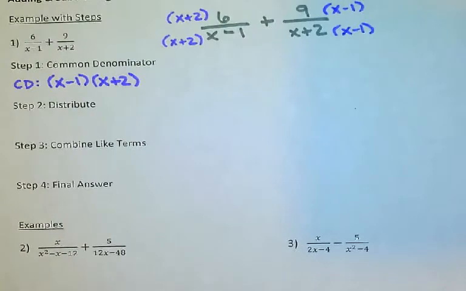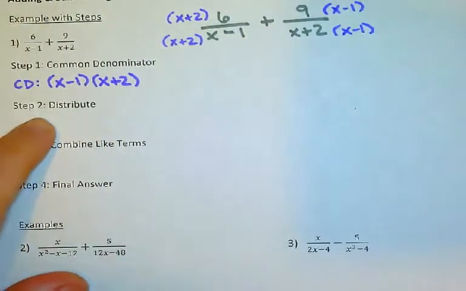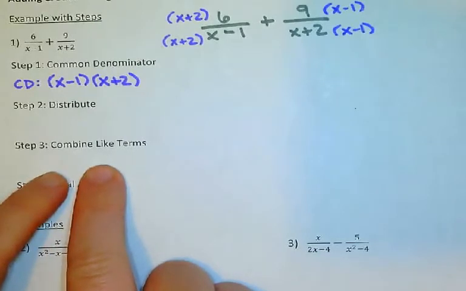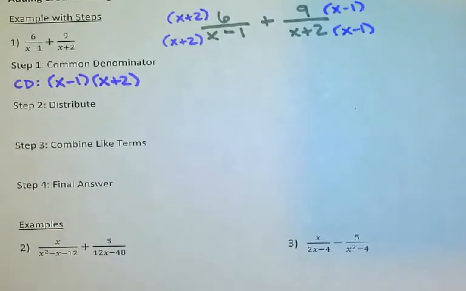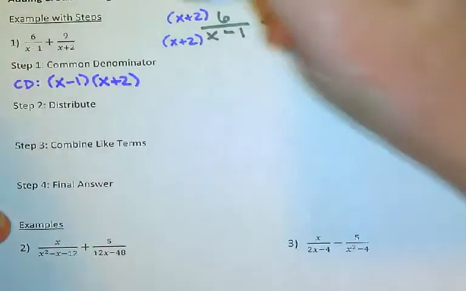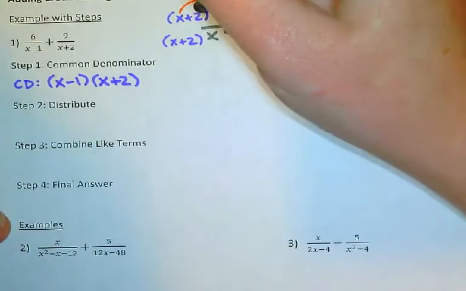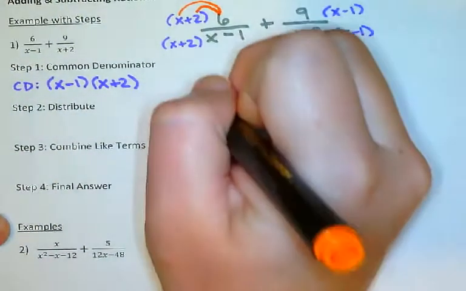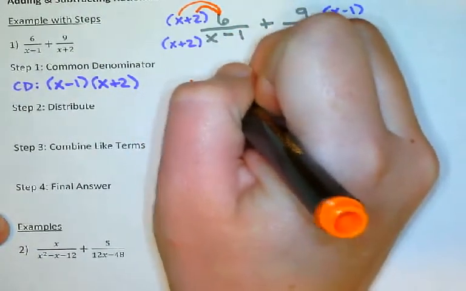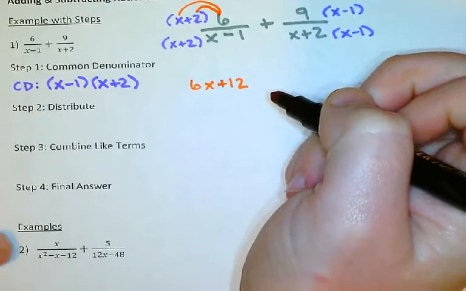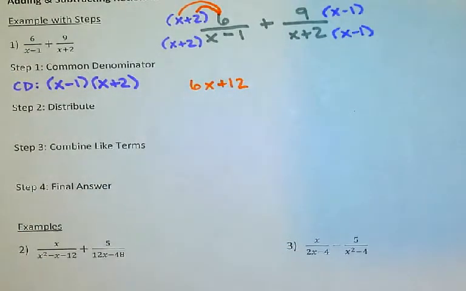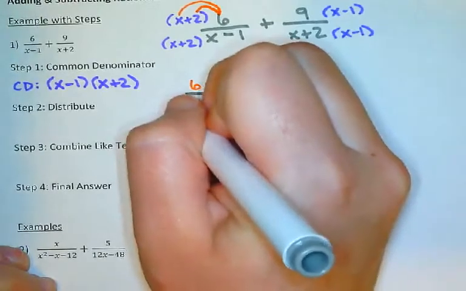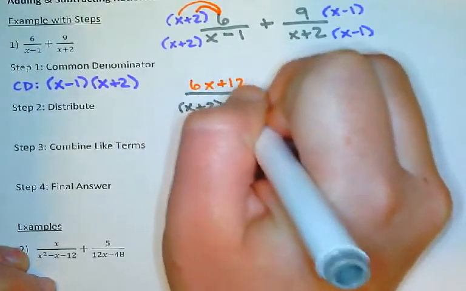Alright? So, there we go. We've multiplied to get our common denominator. Now we need to distribute this out. So then in step 3 we can combine like terms. Alright? So, we are going to distribute this 6 to the x and to the 2. Alright? So, that's going to give us 6x plus 12. Alright? And then I'll go ahead and put this over our x plus 2 and our x minus 1.